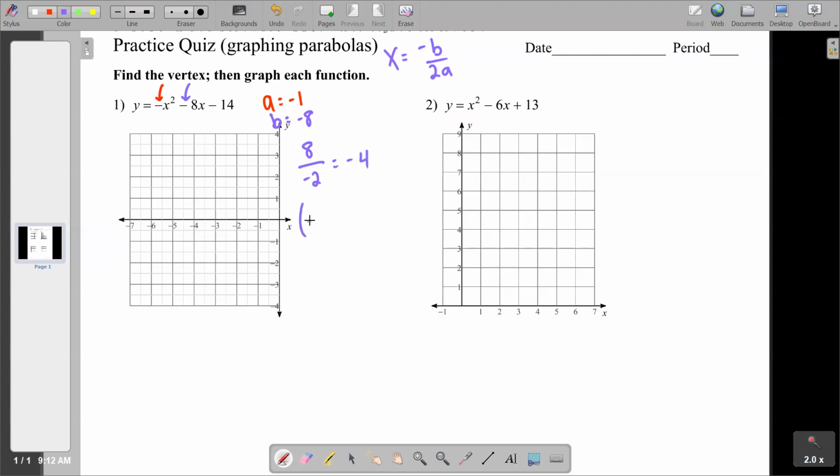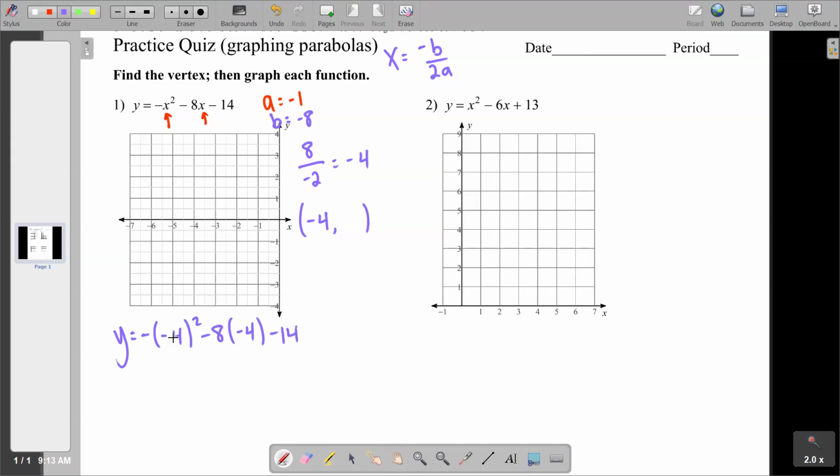So we know the vertex is at -4 comma something. The key now is you have to put -4 back up in place of both of the x's. So you're going to go back up in here, and in place of this x and this x, you're going to change them into -4. So your equation would say y equals the negative of -4 squared minus 8 times -4 minus 14.